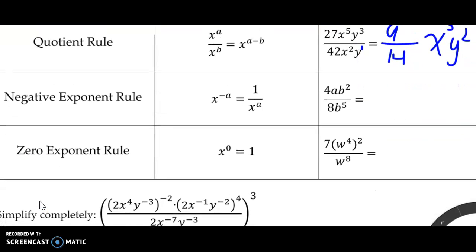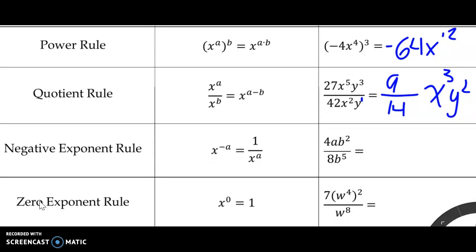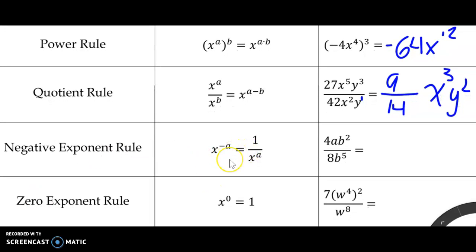So next we have the negative exponent rule. And the negative exponent rule states if we have x raised to the negative a power, this is really equal to 1 over x to the a. So if we're looking at our next example, we have 4 over 8. We can again simplify that fraction, and it's 1/2.